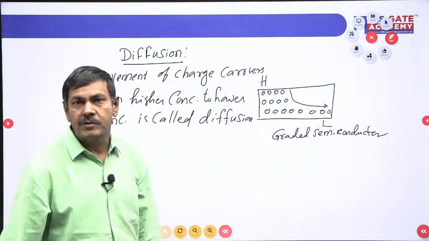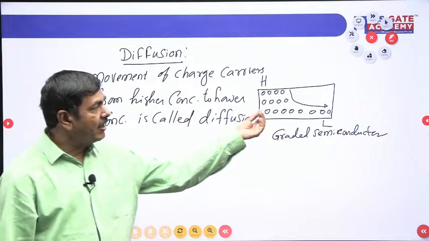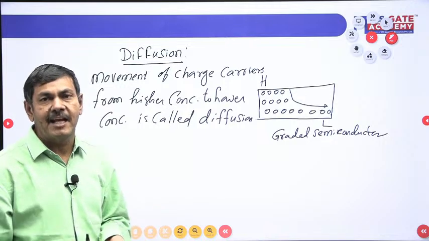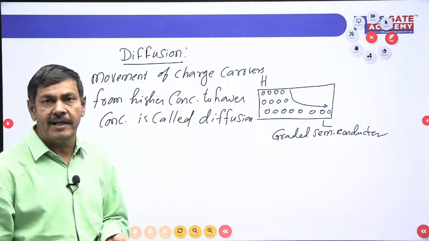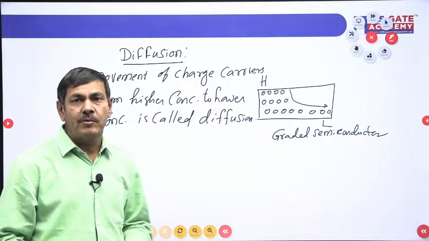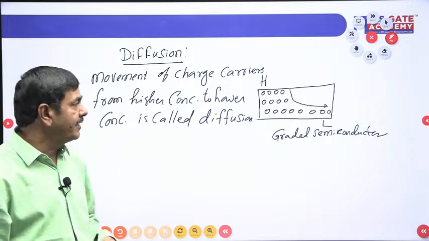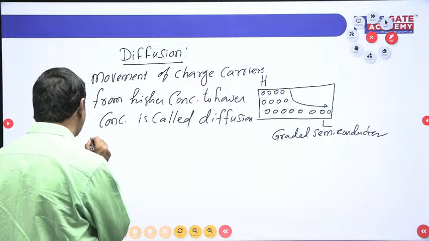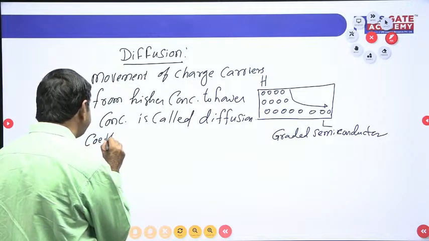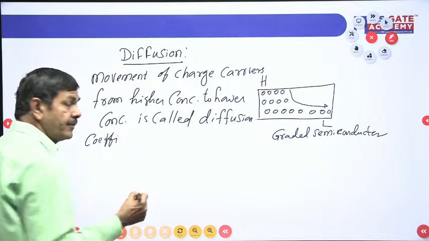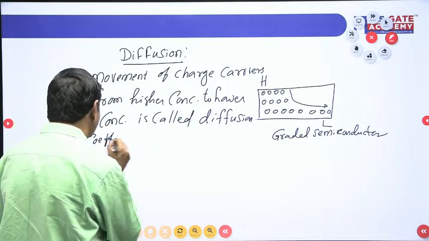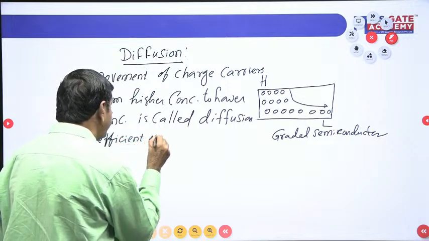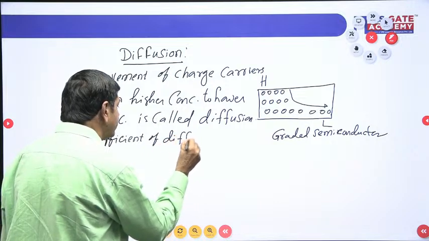How long does diffusion take place in the semiconductor? Until the concentrations on both sides are equal. At that time, no more difference of concentration can be found, and diffusion ceases. It will be stopped. Anyhow, the definition is this. But what formula is required here? In the problems, the coefficient of diffusion is required. In the GATE questions, you must remember this formula. The coefficient of diffusion is very important from the GATE point of view.